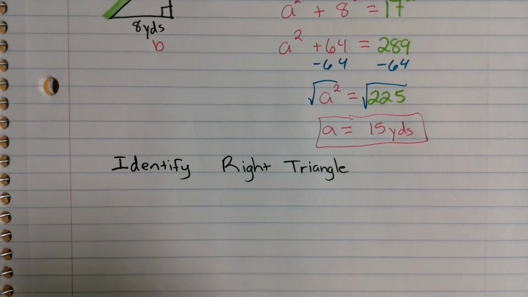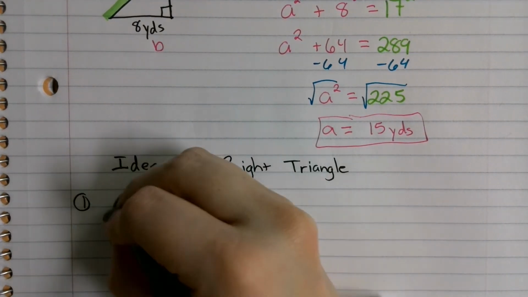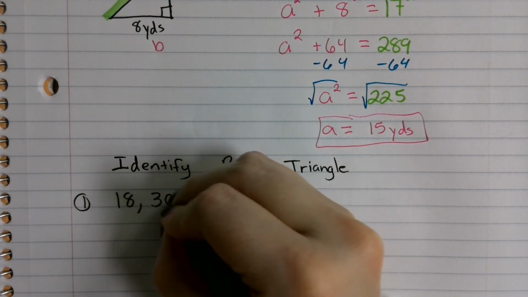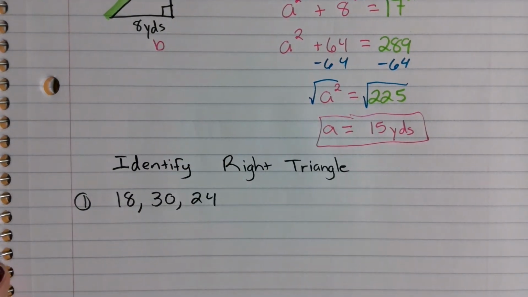Identify the right triangle, if it is a right triangle or not. 18, 30, and 24. Those are the measurements I'm being given. So now I need to plug them into my formula to see if it's going to be true or not. But before I can plug them into my formula, I have to find out which one's supposed to be A, B, and C. But remember, I told you guys at the beginning of the lesson, how do we always know what the hypotenuse is?